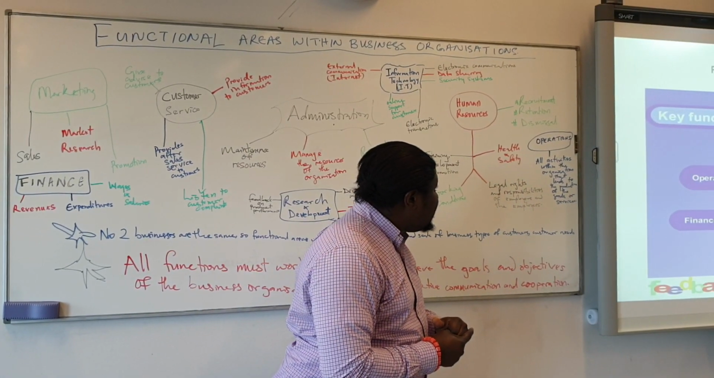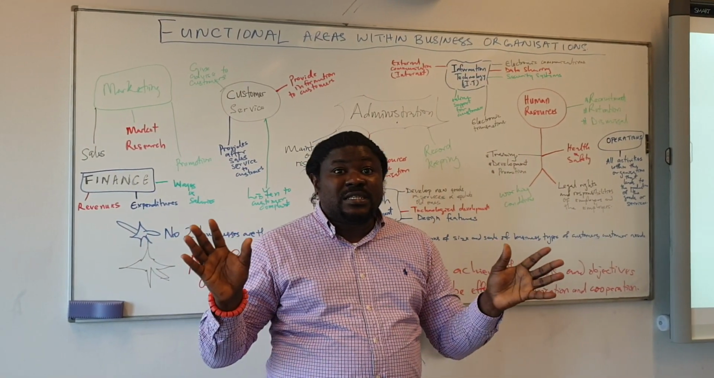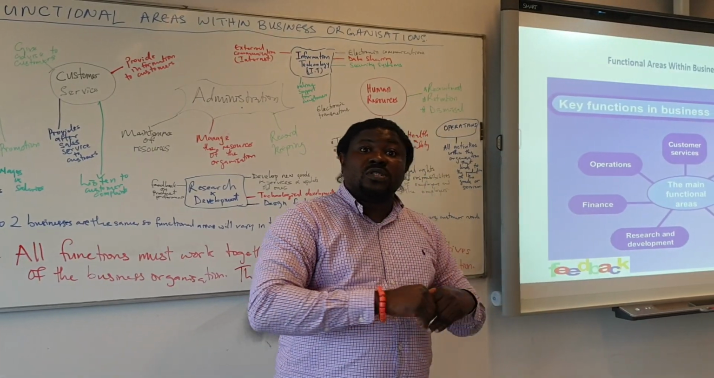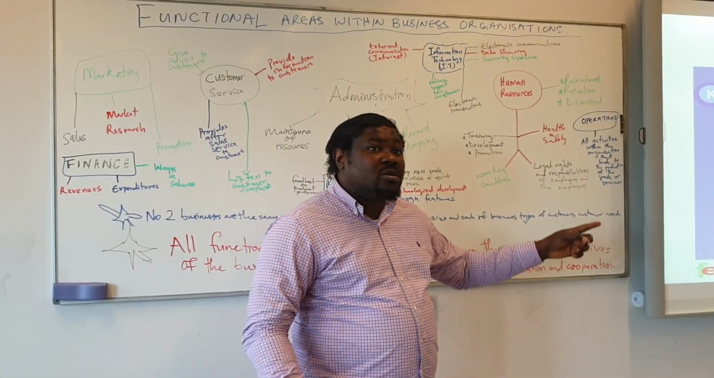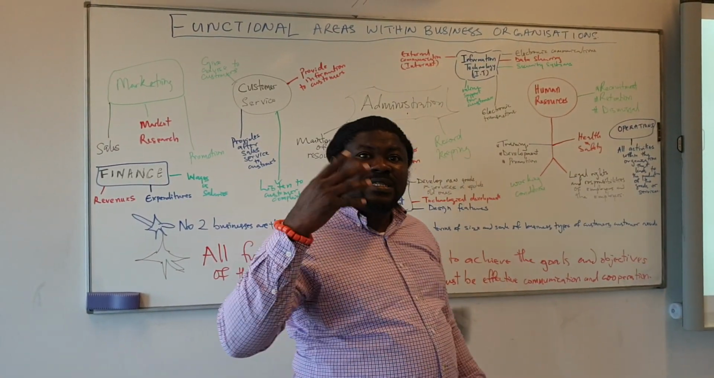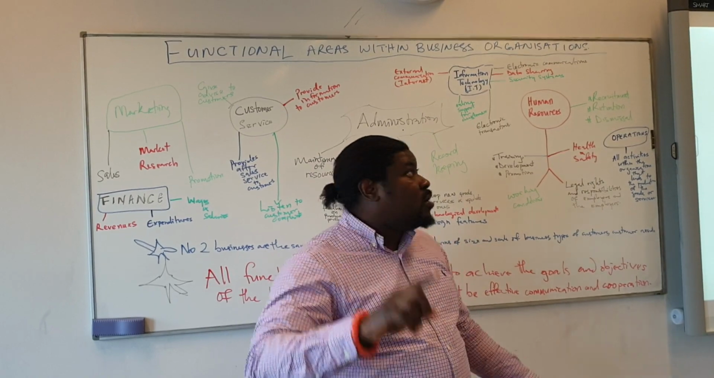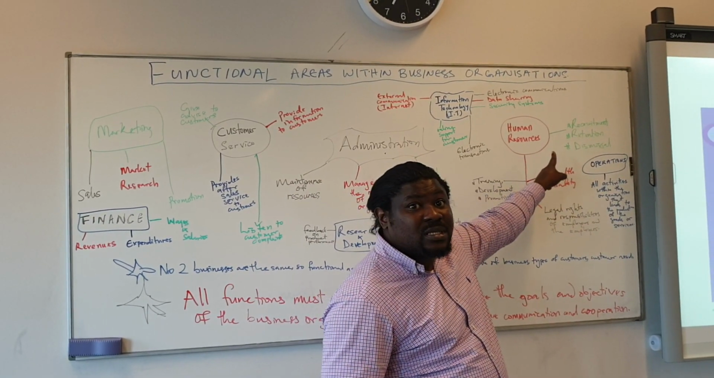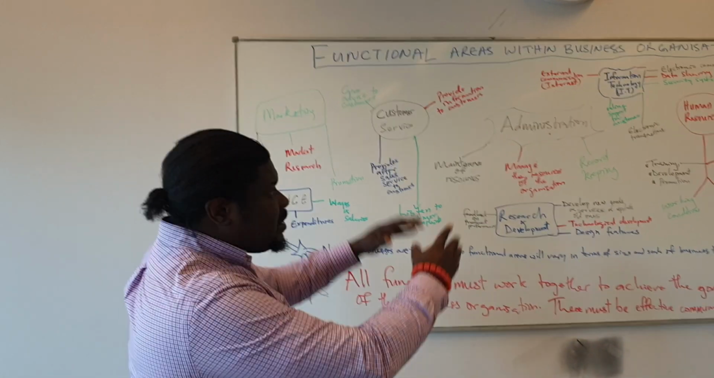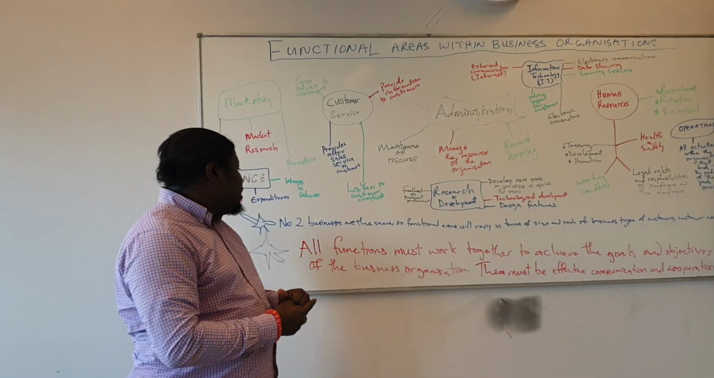We then talked about the operations department, where we say all activities responsible for producing goods or rendering services within the organization fall within the operations department. One important thing when we talk about health and safety at work, that is the function of the human resource department, health and safety at work. And that's the video on the functional areas within business organizations.